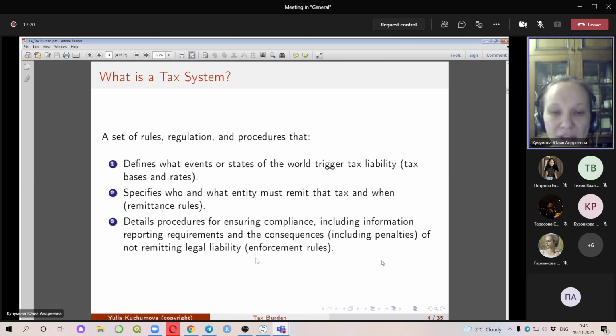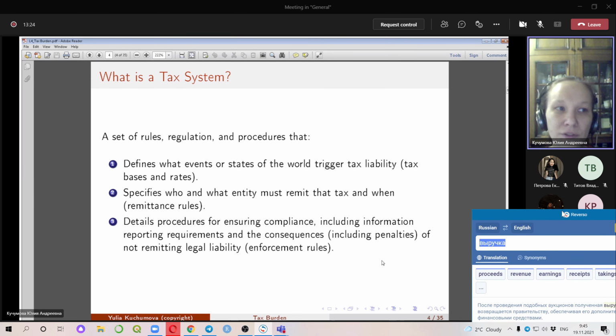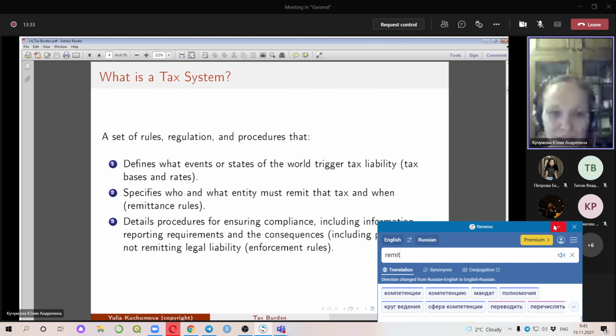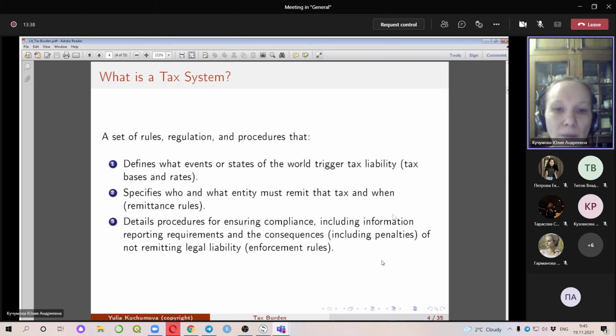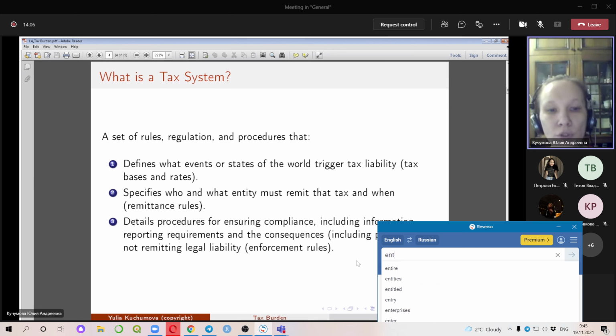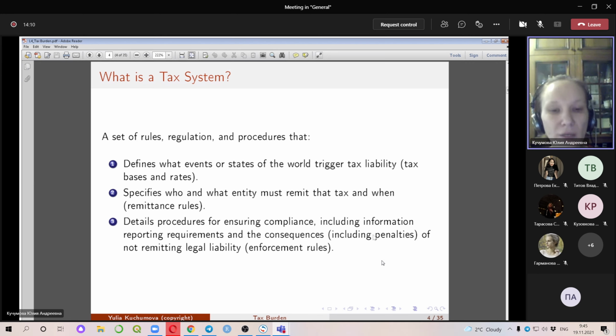Because it could be the same tax, but in a different tax system it might be remitted by different entities. I will give you examples probably in the next slide. Then we also need to specify procedures for ensuring compliance, including information reporting requirements and the consequences, including penalties, of not remitting legal liabilities, right? If there were no enforcement or punishment rules, then probably very few people would pay their taxes voluntarily. We understand that taxes are later spent on important programs like education, the pension system and stuff like that, but we would not pay taxes voluntarily or at the same amount.